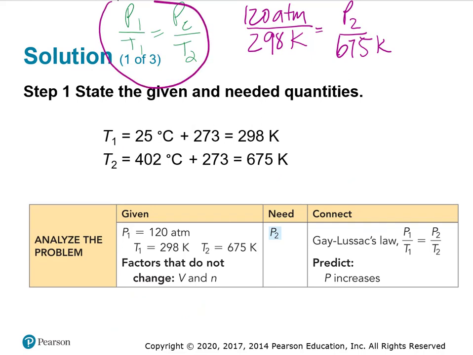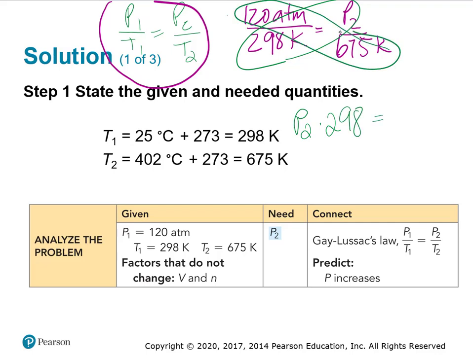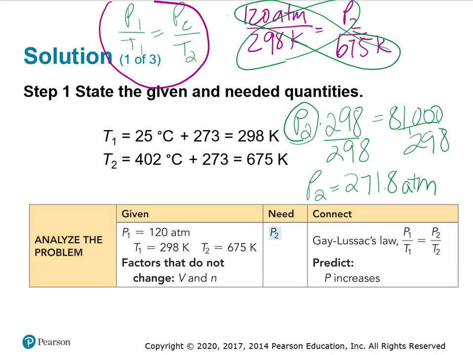Using Gay-Lussac's law, P1 over T1 equals P2 over T2, I put in my P1 over my T1 equals P2 over 675. I'm going to do my cross multiplying, so I will have P2 times 298 is equal to 120 times 675, which would give me 81,000. And to get P2 by itself, we'll divide both sides by 298. And my calculator tells me 271.8.